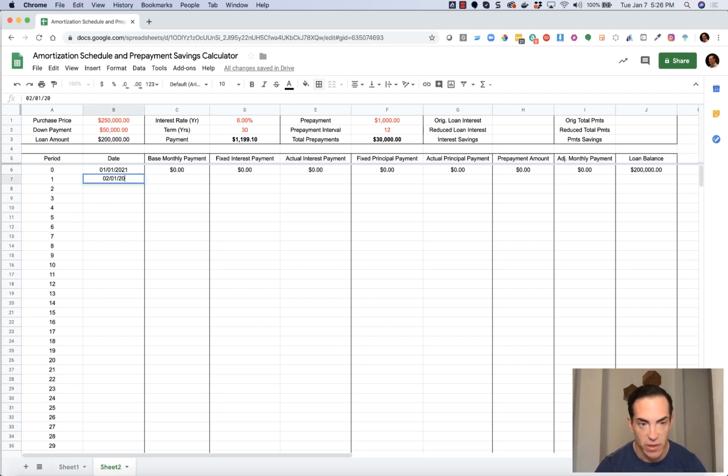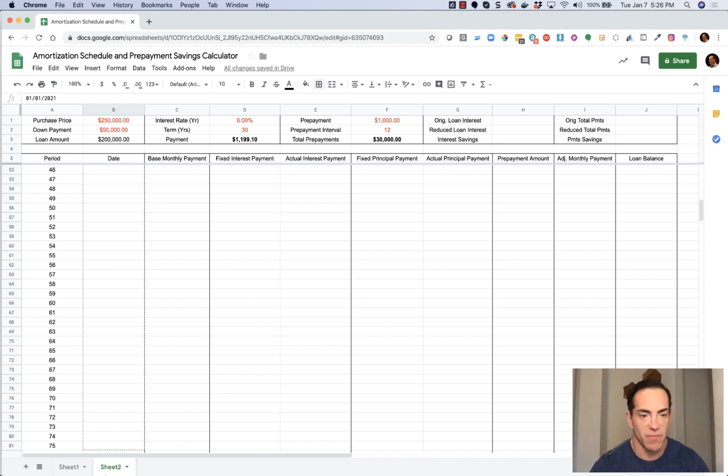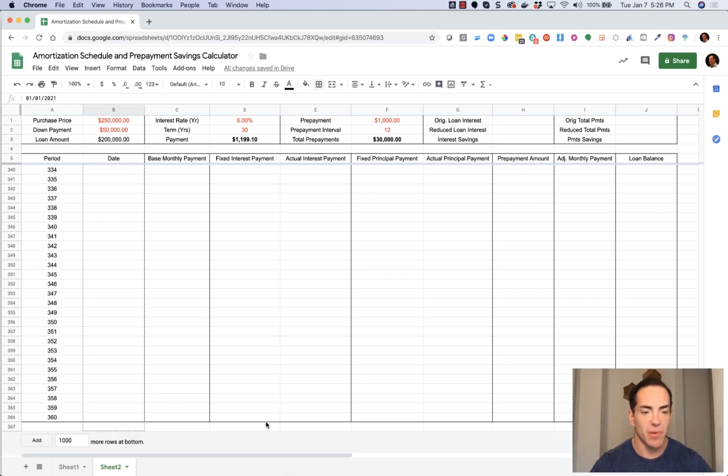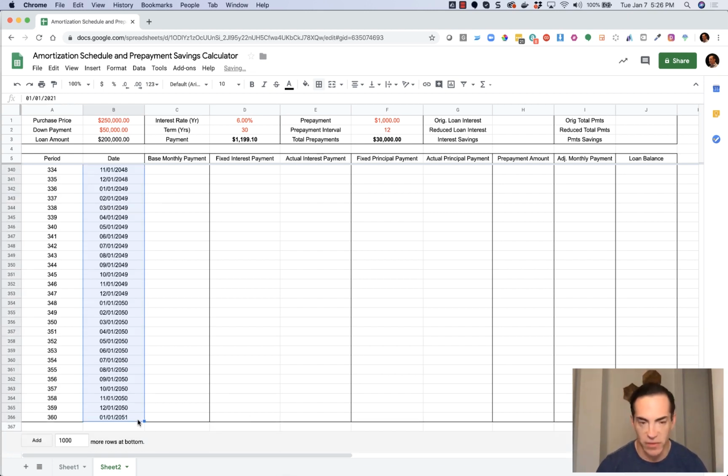These tools work the same way, where if you have two dates that are a month apart and you drag them, it just keeps stacking up dates. So we'll do the same thing here. So we'll be able to look and say, okay, if I bought this property on January 1st, 2021, and I just made all the payments as scheduled, it wouldn't be paid off until 2051.